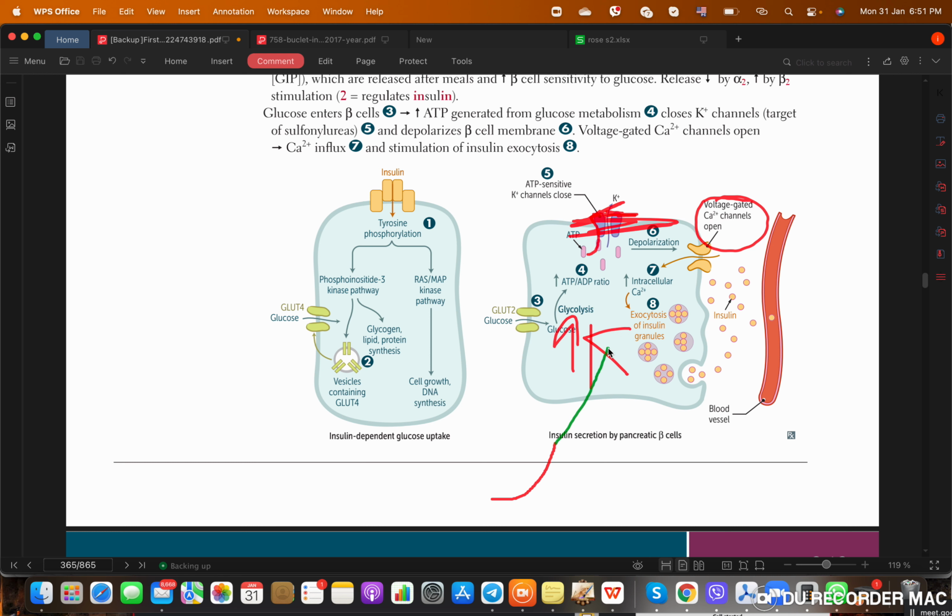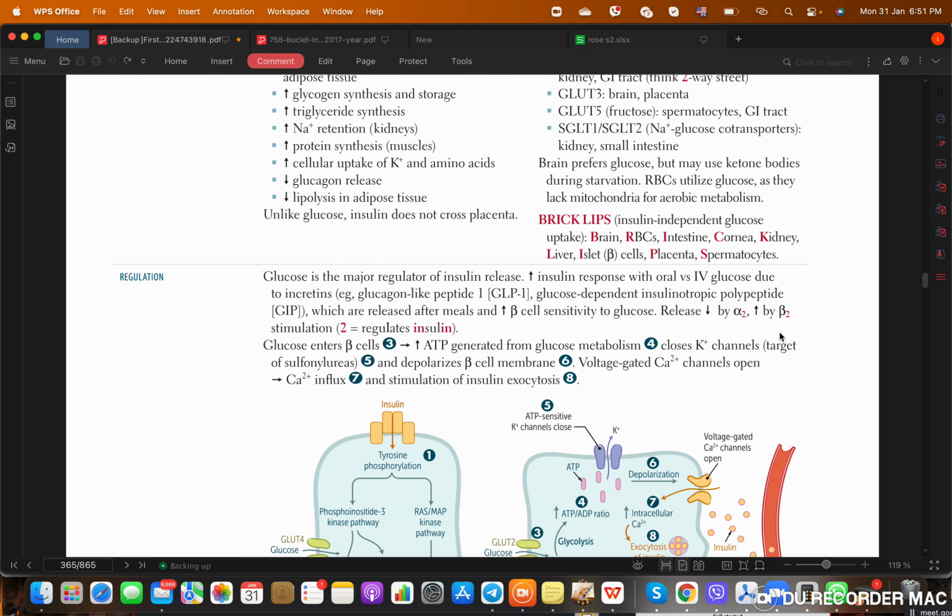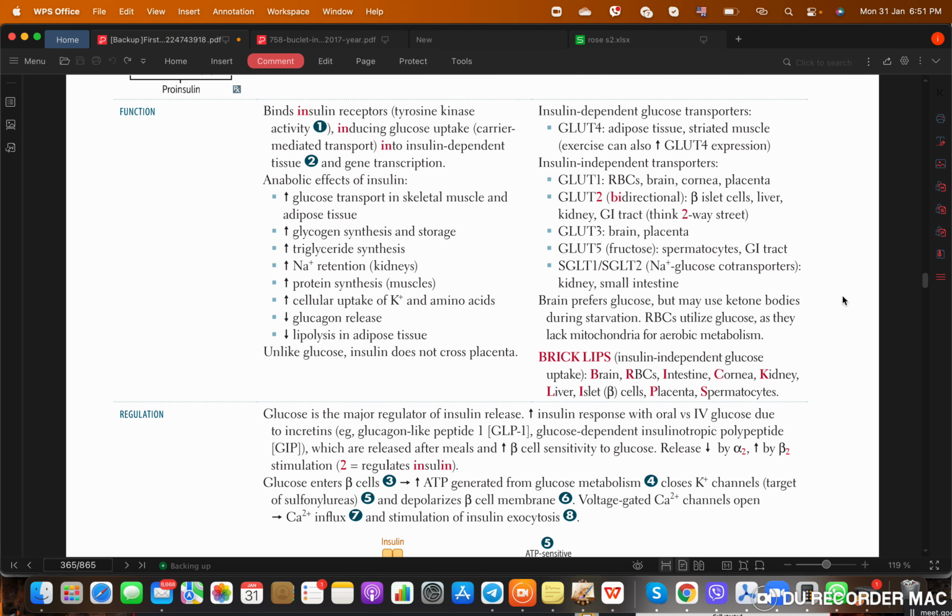So full depolarization. Yes? When the full depolarization happens, this is going to stimulate the vesicles to move into the wall and basically degranulate. When they degranulate, they release the insulin out. Don't worry if you did not get this. After I finish this, I will repeat the whole thing.